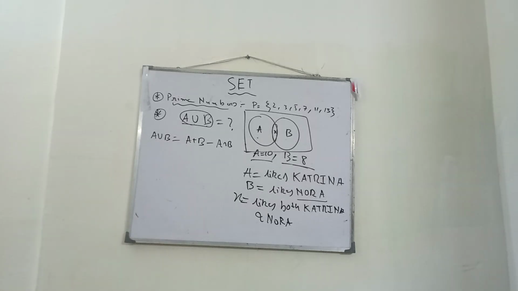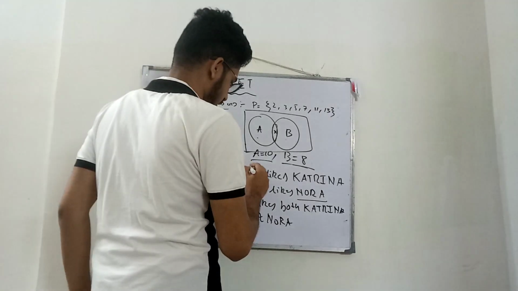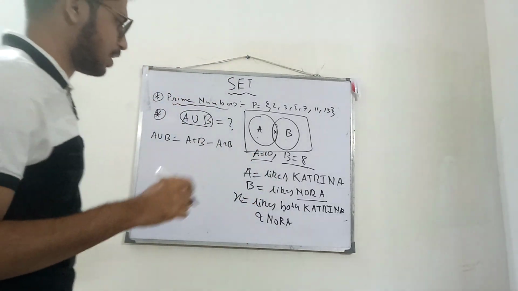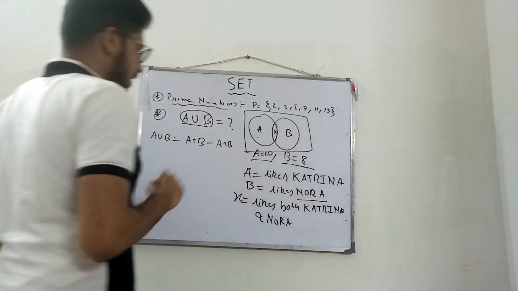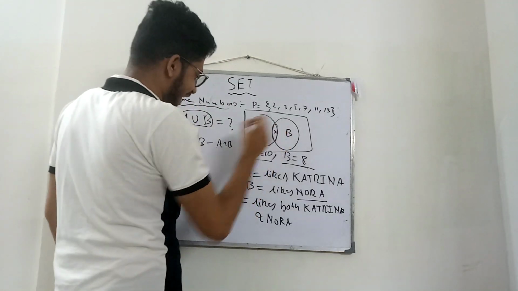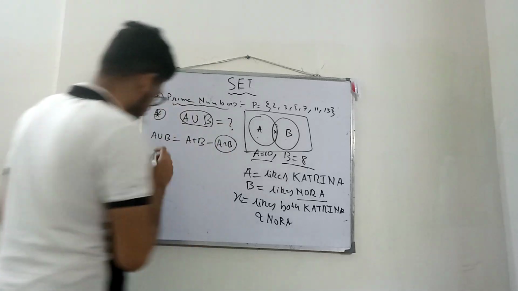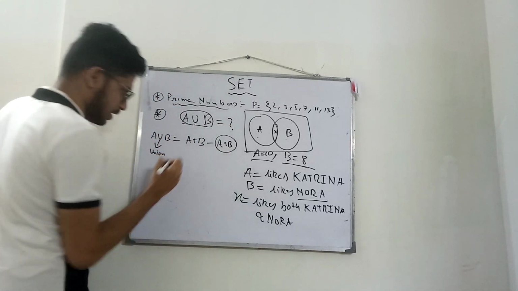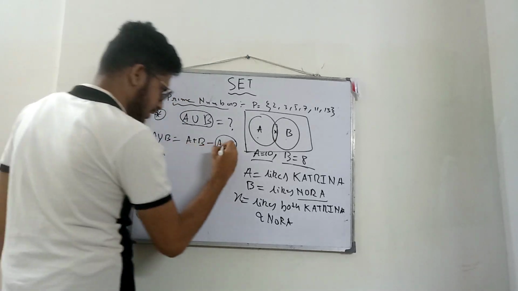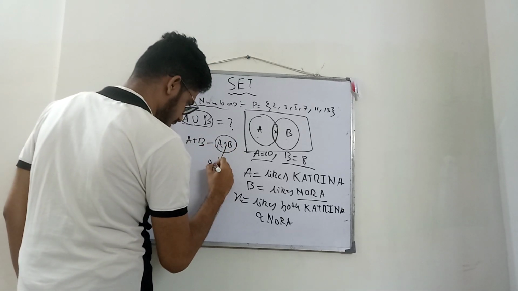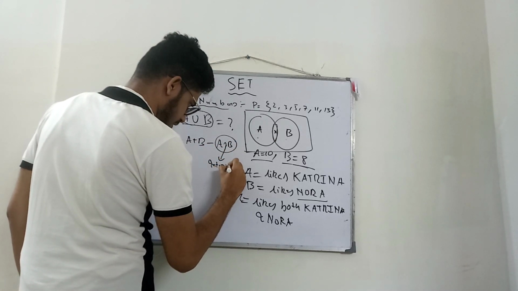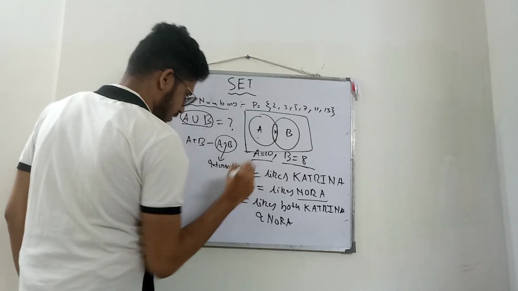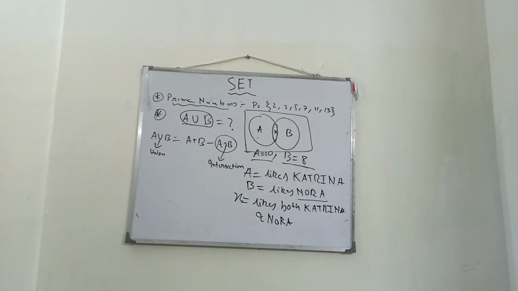So suppose X likes both Katrina and Nora. Now we denote this X as A intersection B. This is the sign of union, and this sign denotes intersection.